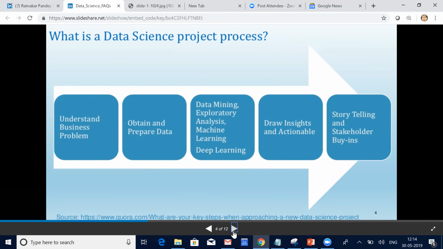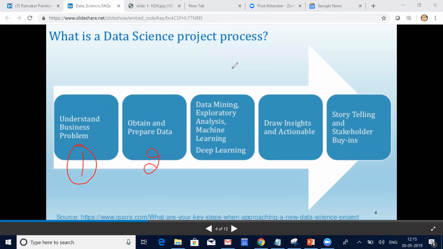So how does a typical data science project really work out, right? Just like any other business project, any other area, we have different stages to it. The most important part is that you have to understand what it is that you're actually trying to solve for. What is the business problem, right? Then, compared to the business problem, you have to obtain the data.